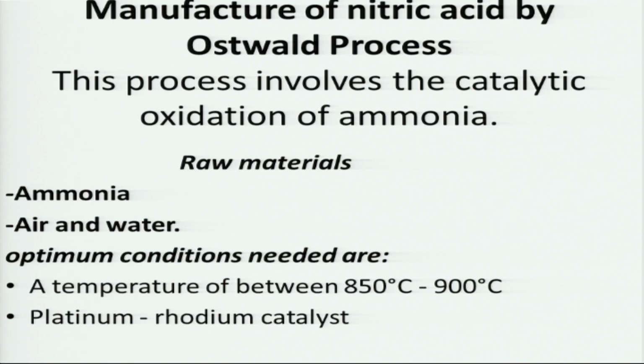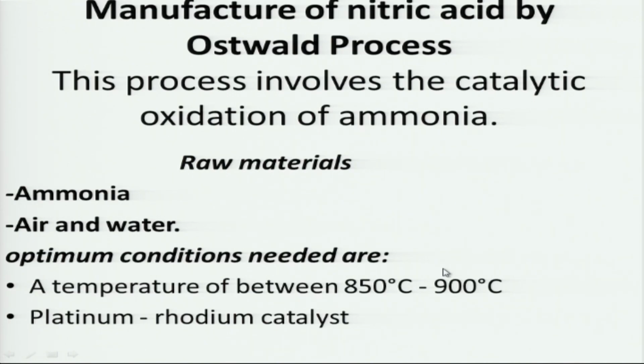So in the Ostwald process, when we are manufacturing nitric acid, there is oxidation of ammonia. So what do we need to have? We need to have the raw materials. What are those raw materials? Ammonia, air, and water. But there are conditions to follow. There should be a temperature between 850 degrees Celsius and 900 degrees Celsius. This is a very high temperature. And we need to have a catalyst, which is platinum or rhodium, any of the two. Platinum or rhodium can be used as a catalyst. What is the role of a catalyst, class?